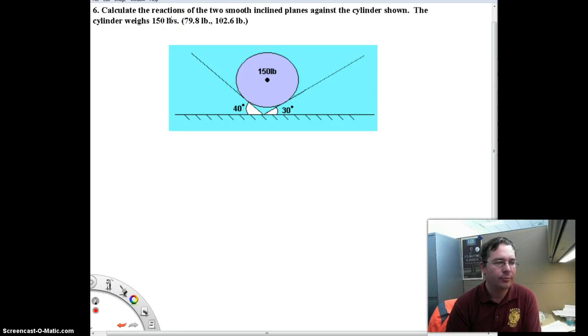Week 3, homework problem 6. This problem has got a roller on a set of ramps where it's rolled down into a location where it can't escape. It's at its lowest possible point.